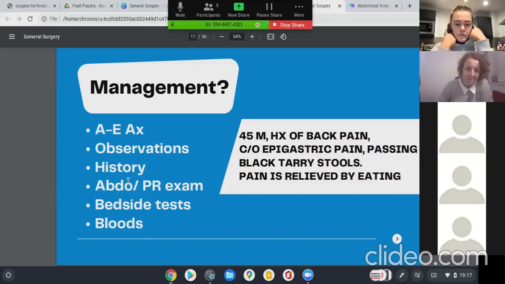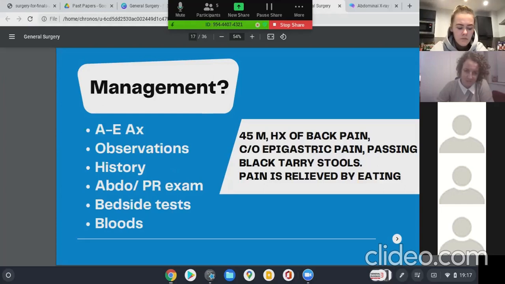It'd be very important to do a good examination, including abdominal and a PR, because it'd be important to know if the patient actually has melaena on the digital rectal exam. If you're not sure, melaena is this black tarry stool that's quite slimy in nature and does have a quite offensive smell.